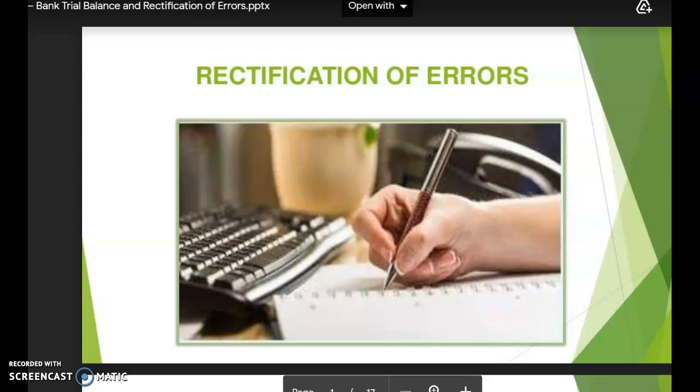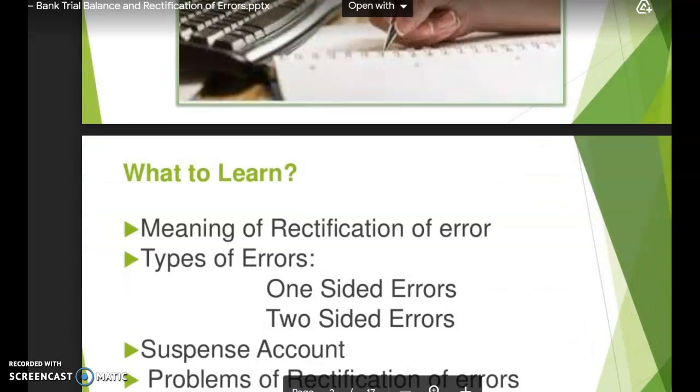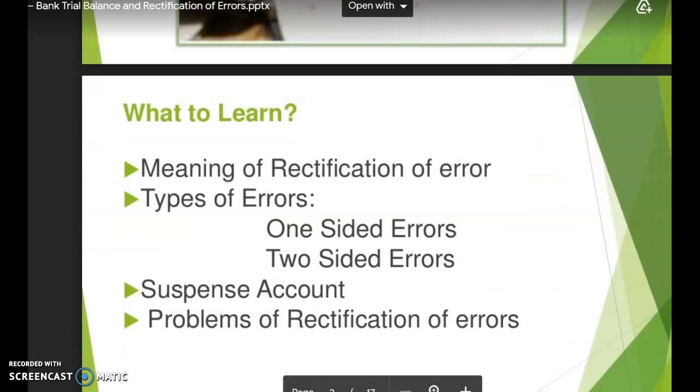Now the question arises how we have to rectify those errors. Rectification of errors depends upon whether the error is a one-sided error or a two-sided error, because the method to rectify a one-sided error is different and the method to rectify a two-sided error is also different. But prior to that, we must also know the different types of errors, because unless we understand the different types of errors, we may not be in a position to get the solution or rectification of the errors.